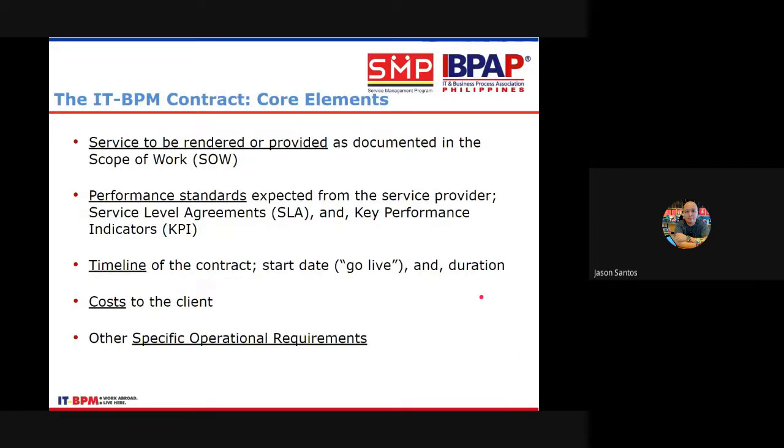Services to be rendered or provided as documented in the scope of work. So the services to be rendered, what kind are they? Inbound calls, outbound calls, technical support, customer service, all of that is written there. And then the performance standards expected from the service provider are the SLA, or the service level agreement.